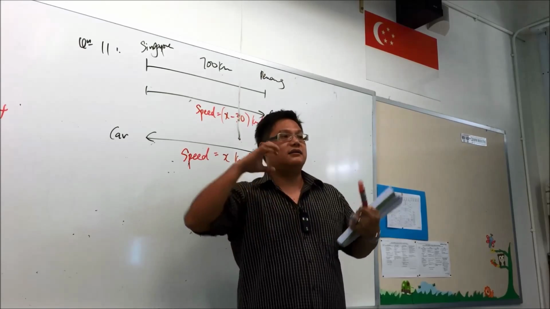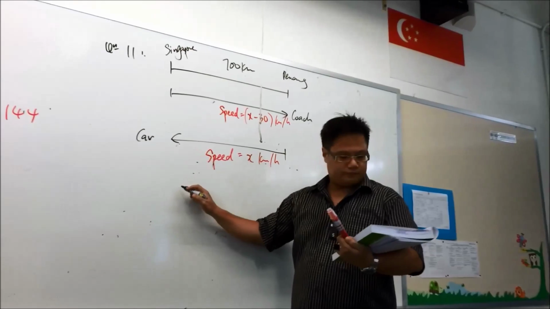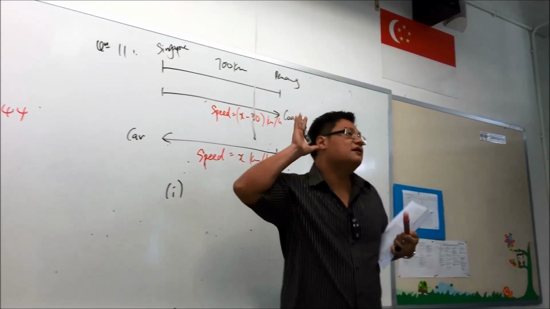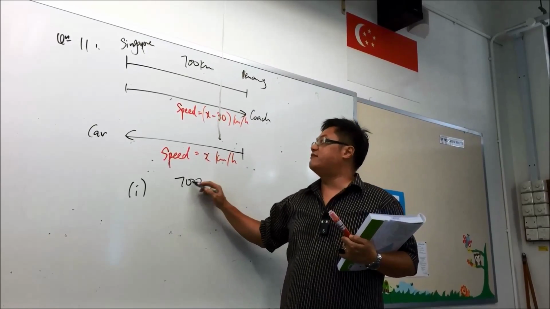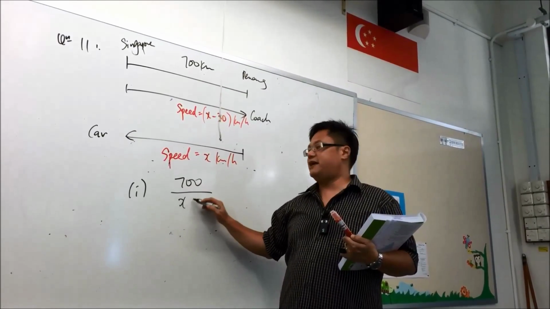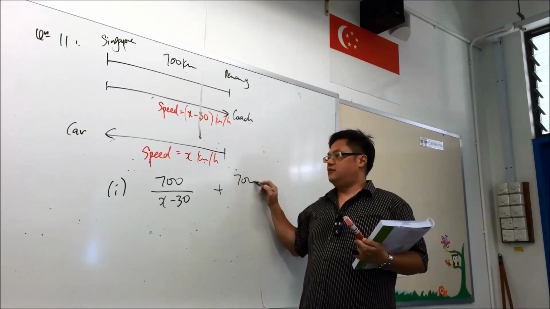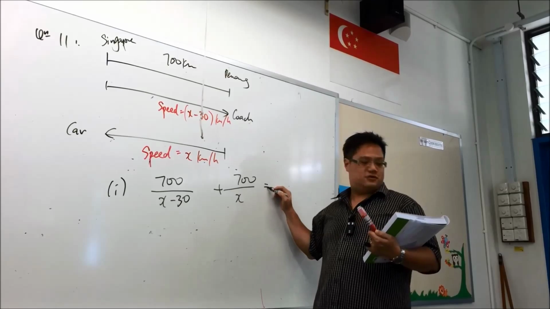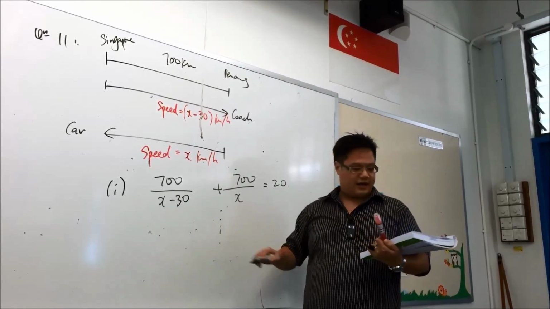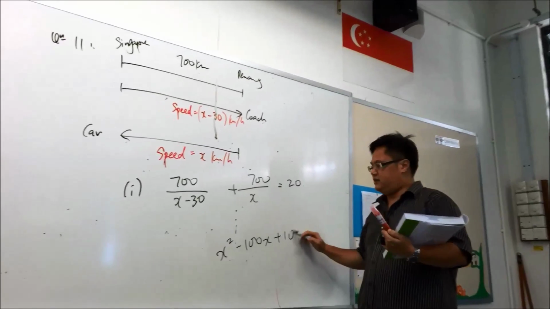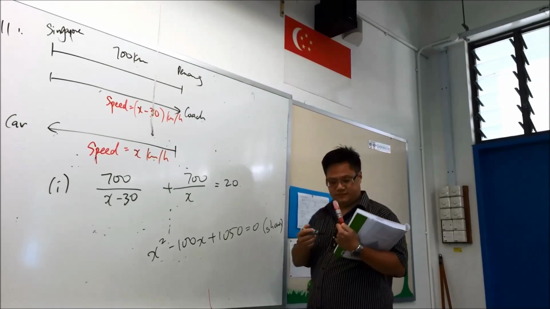Okay, you tell me, how do I get time from this information? Very good. Distance divided by speed. Thank you very much. Distance divided by speed. So the distance is 700 over, talk to me, x minus 30 plus 700 over x equals to 20. Very nice. From here, you just simplify and then you prove it. We'll get this equation, then bracket, show.